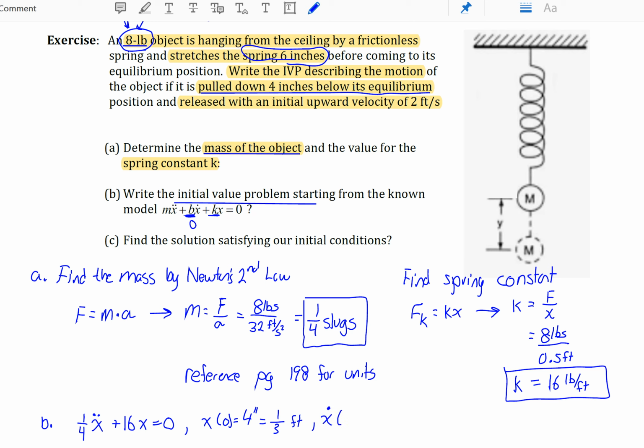And our initial velocity at time 0, they say it was released with an initial upward velocity. So remember now, we've deemed downward as the positive direction. So if it's thrown upward, it has a negative velocity. So it'd be -2 feet per second is our velocity. So this is our initial value problem.